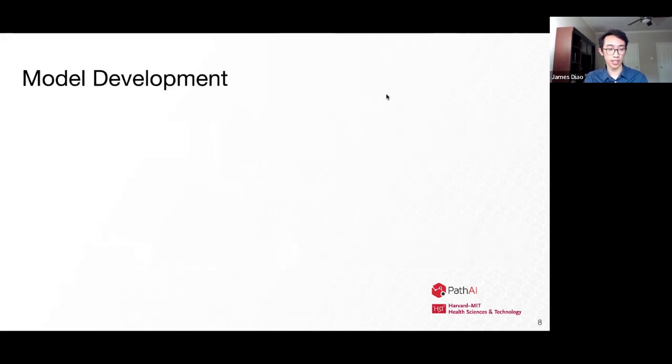So, model development. This is a very standard workflow. I'll go through it pretty quickly. I'm sure many of you are familiar.